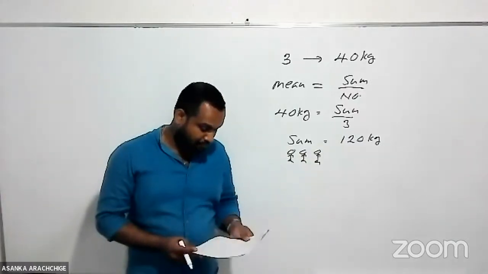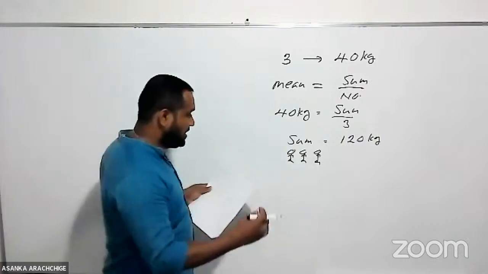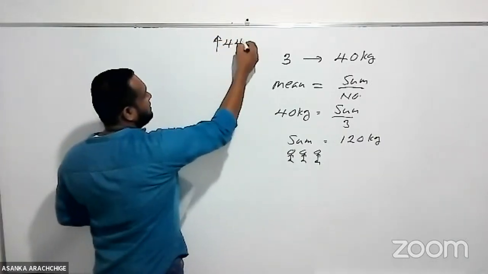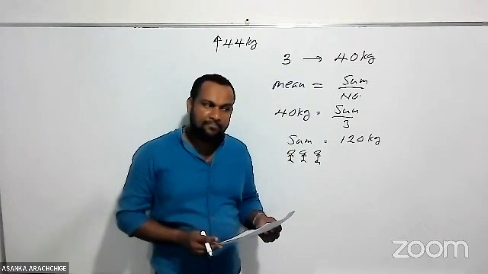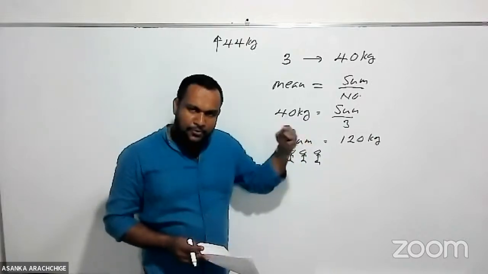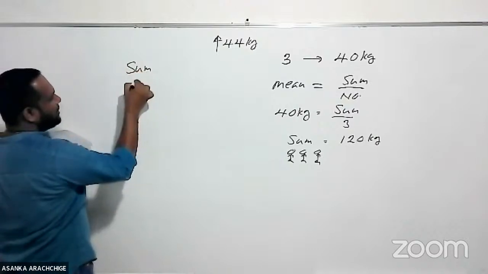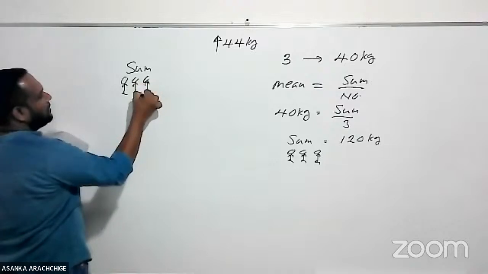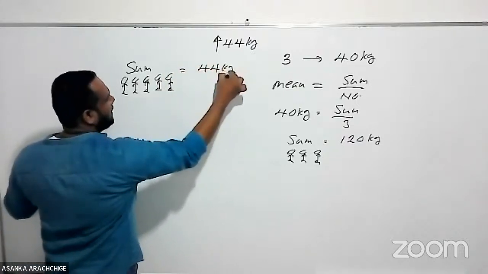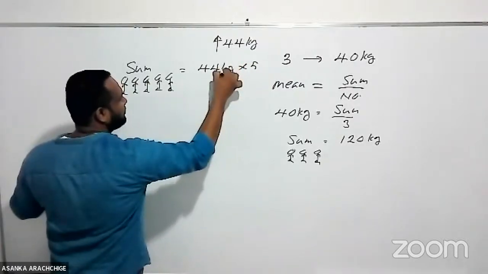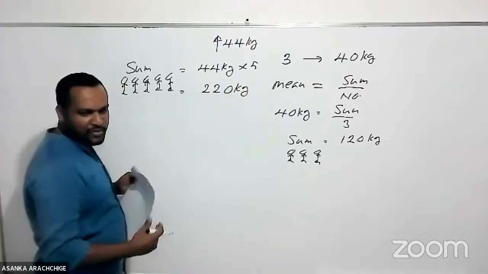Understood? That is 120. Then the mean weight increased to 44 because another 2 children joined them. Earlier there were only 3. If 2 more children join them, now what is the total? 5 children. Therefore, the sum of the 5 children, including the 2 new children, must be 44 kilograms times 5. That must be 5 times 4, 20, 22, 220 kilograms.